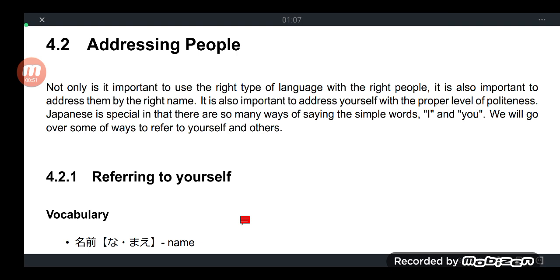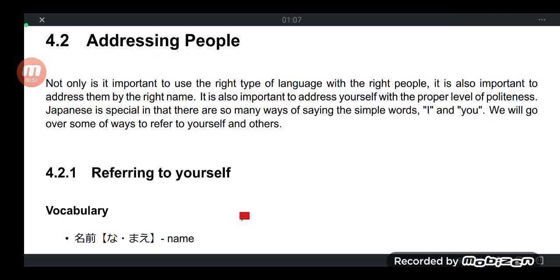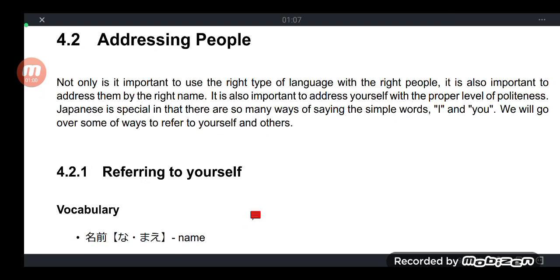For today, I would like to discuss this particular topic, indicated here, particularly about addressing people. Very well then, let's begin.